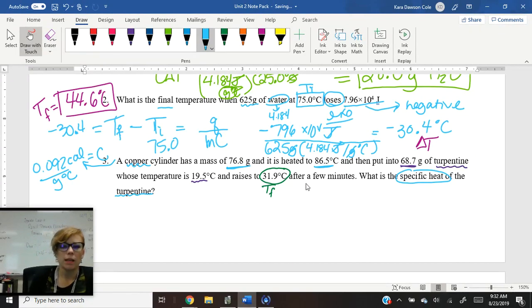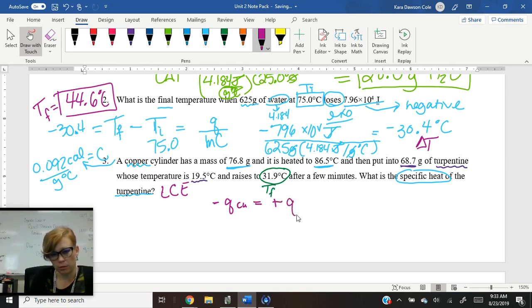Now, one thing I should know is that what's going on here is the law of conservation of energy. Because copper is going to be losing, the Q from the copper is equal to the positive Q for the turpentine. So then I have everything for copper, and the only thing that I do not have for turpentine is the C value. So I can set all this up.